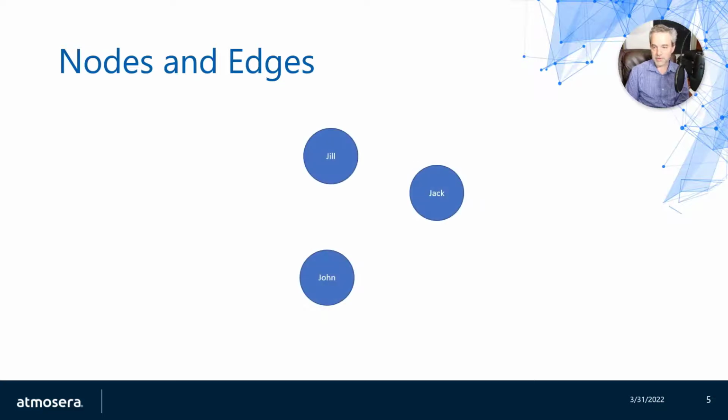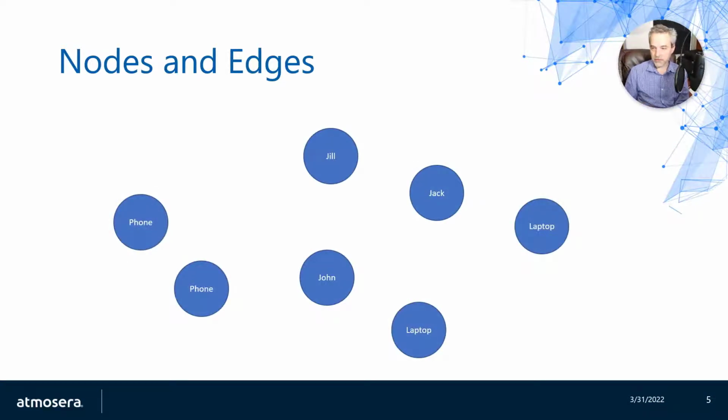But let's start with just people. So Jack, Jill, and John. And we can have things like phones and laptops. We can have a place like Atlanta, or we can have something that's a little bit more abstract. I guess it's concrete in some instances, but a network. So a network of computers or a network of people, that's not something that you can exactly touch, but that can still be one of those nodes. And these are all of the nouns that we want to represent with our graph.